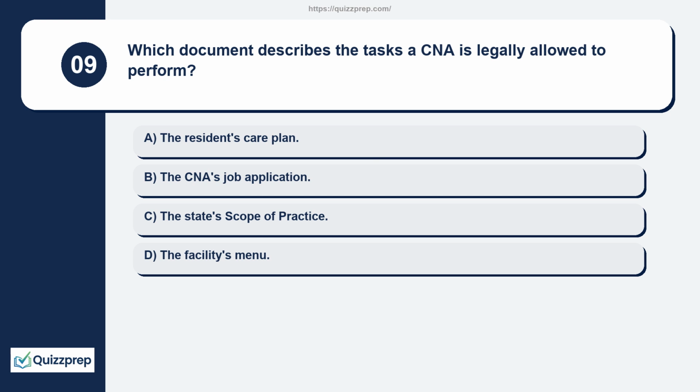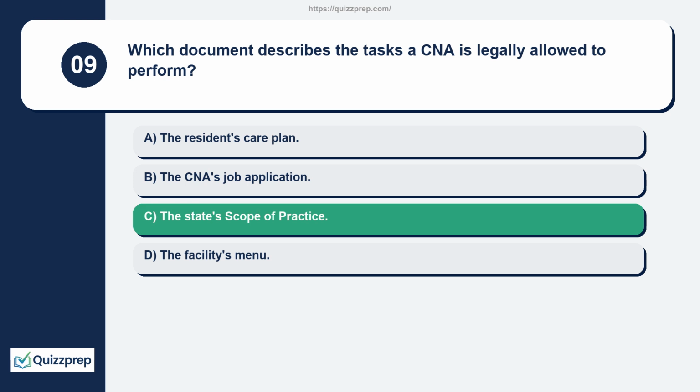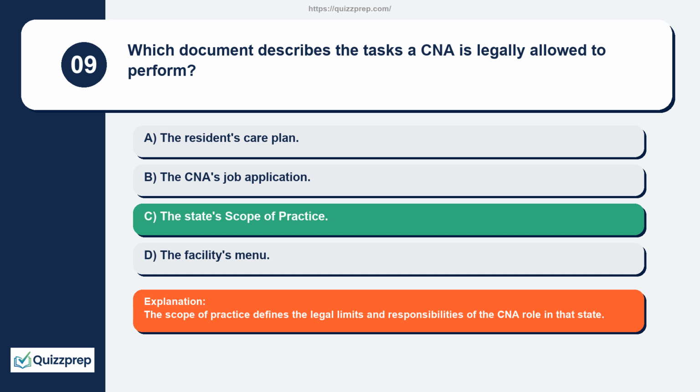Question 9. Which document describes the tasks a CNA is legally allowed to perform? The resident's care plan, the CNA's job application, the state's scope of practice, the facility's menu. The scope of practice defines the legal limits and responsibilities of the CNA role in that state.